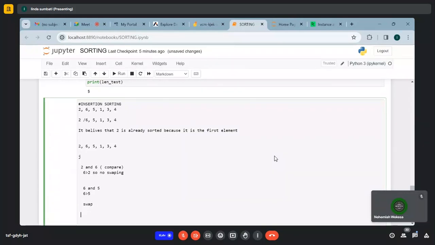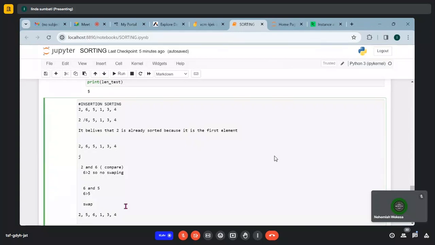Then our list will now be 2, 5, then 6, then 1, then 3, 4. So it goes. Then we move ahead, we move again. You compare 6 to 1. You get 6 is greater than 1, so it will swap.